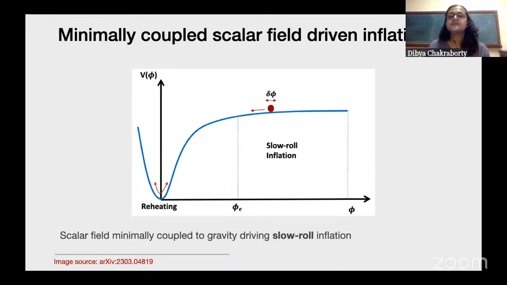Now, how can you theoretically model inflation? I'm showing you inflation in its minimal form, where you have a scalar field minimally coupled to gravity, which means the Einstein-Hilbert term does not have any coupling of the scalar field. The scalar field slowly rolls down to its minimum and then reheating occurs. We will not be talking about reheating in my talk, but one can study that. When the scalar field is slowly rolling, inflation takes place. Once it rolls down really fast, the kinetic energy dominates and the inflation stops.